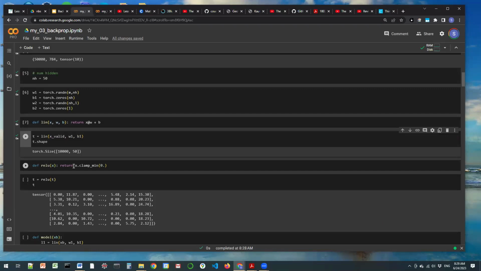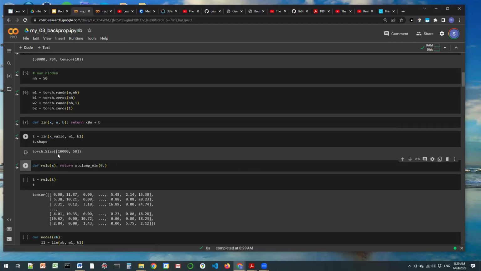And if it's less than 0, then the value is clamped at 0. So ReLU of X is X clamped to a minimum of 0. Anything below 0, any negative values, are clamped to 0.